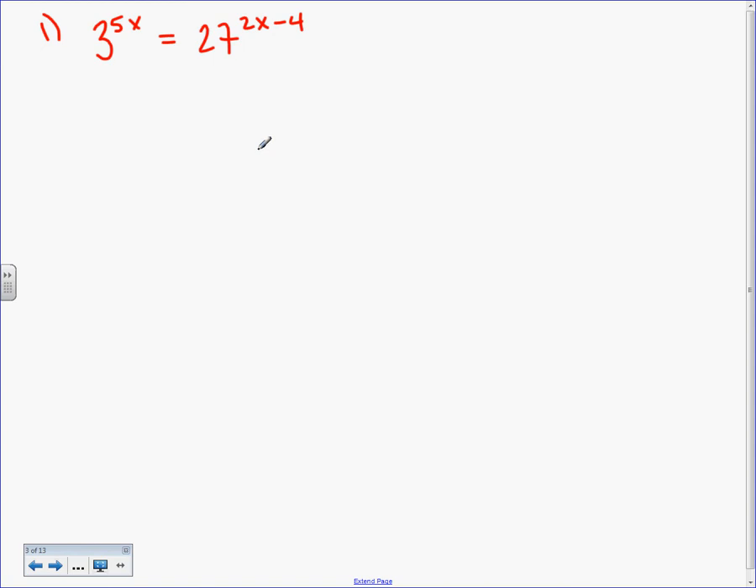In your mind, I want you to think, do I want to make both of those a 3 or do I want to make both of those a 27? Just pick one. It's okay. All right, raise your hand if you think 3, okay? Raise your hand if you think 27.